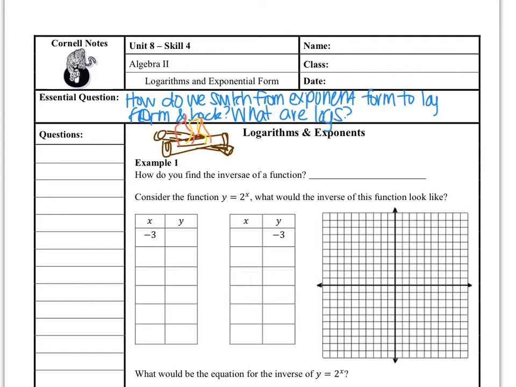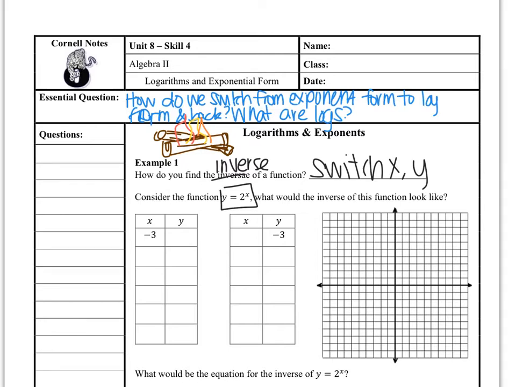Just kidding. So first things first, we're going to talk about inverses of a function, and this should say inverse, not inverse I. Sorry about that typo. How do you find the inverse of a function? So remember, when you're asked to find the inverse, all you do is simply switch x and y. So we've got this function, y equals 2 to the x, and we're asked what would the inverse look like.